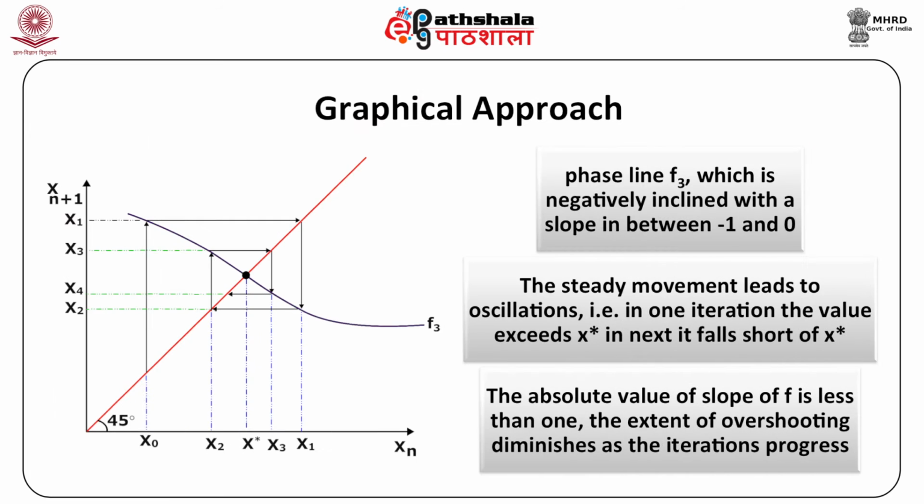Now let us consider phase line F3, which is negatively inclined with a slope between minus 1 and 0. In this case, the movement leads to oscillation. That is, in one iteration the value exceeds x star, in the next it falls short of x star. In such a case, as the absolute value of the slope of f is less than 1, the extent of overshooting diminishes as the iteration progresses, and so ultimately the path converges to the equilibrium.